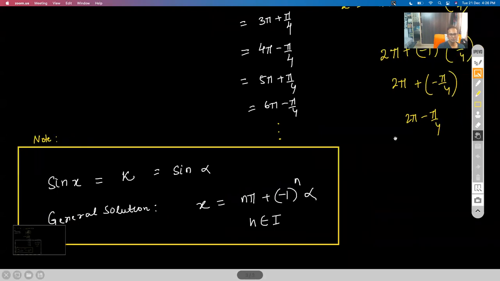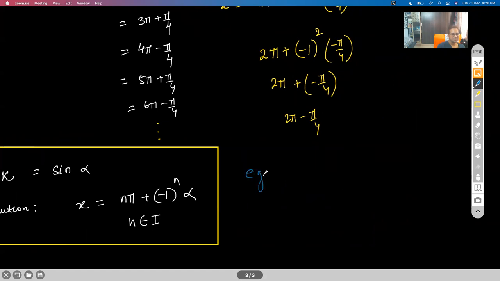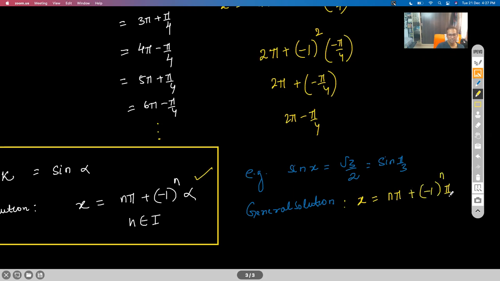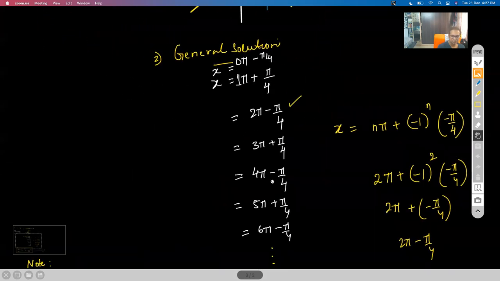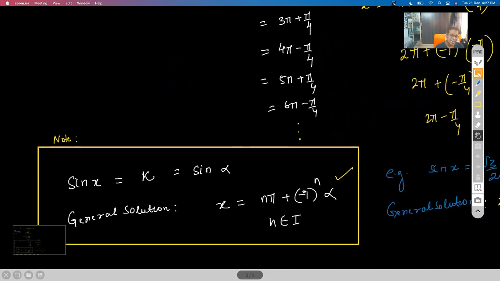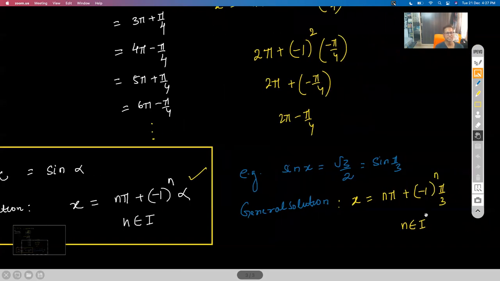For example, if somebody asks you, let's say, sine x equal to root 3 by 2, find the general solution. All you need to do is write root 3 by 2 as sine pi by 3. Just now I told you that this is the general solution, so you can write the general solution as x equal to n pi plus minus 1 to the power n pi by 3, n belonging to integer. Over, done. You don't have to sit and do all this listing of the angles to know the pattern. Initially it was good enough for us to do this exercise because we wanted to know the formula. Now that you know the formula, you can directly make use of it to solve equations of this nature.